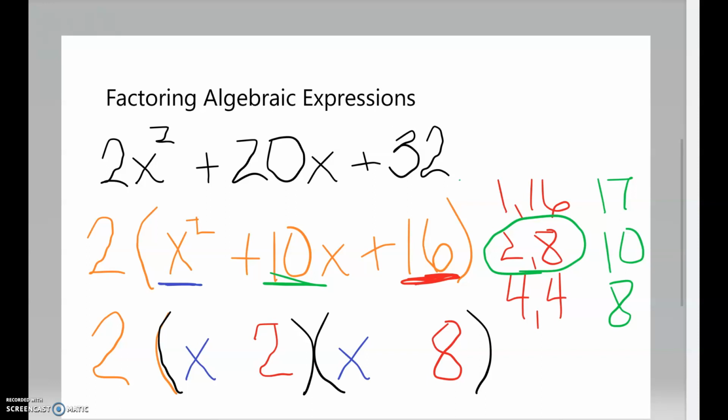Do they need to be positive or do they need to be negative? Well, that is determined by this: it has to be multiplied to get positive 16, but added to get a positive 10. That tells me both of them need to be positive. I can always check my answer by using the distributive property. When you distribute, you'll get the x squared plus 10x plus 16, but don't forget about distributing the 2 through all of that to end up with the original problem.